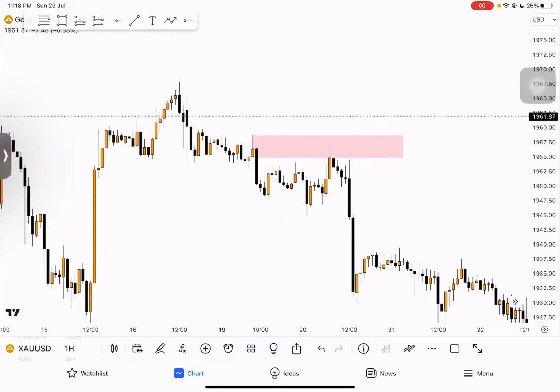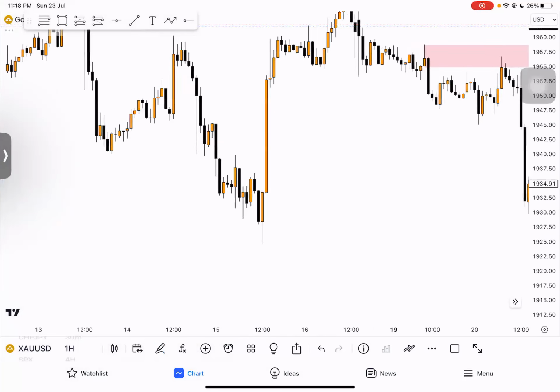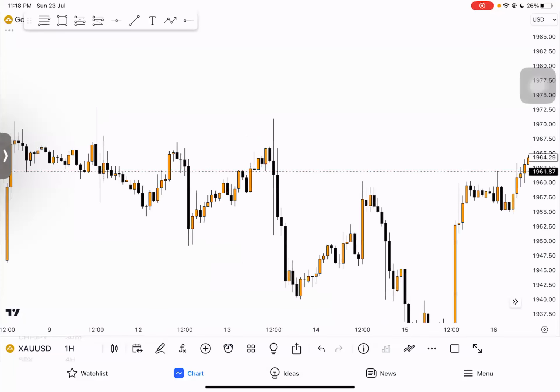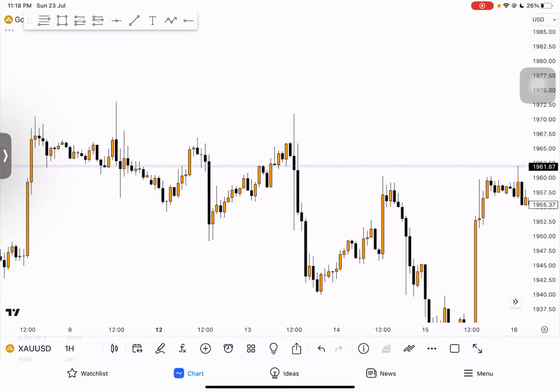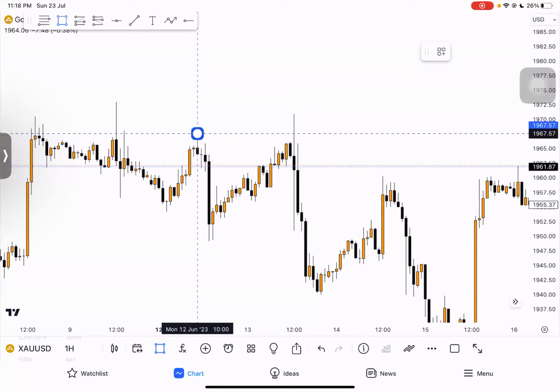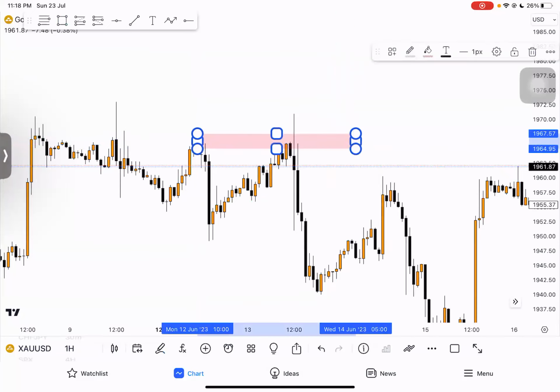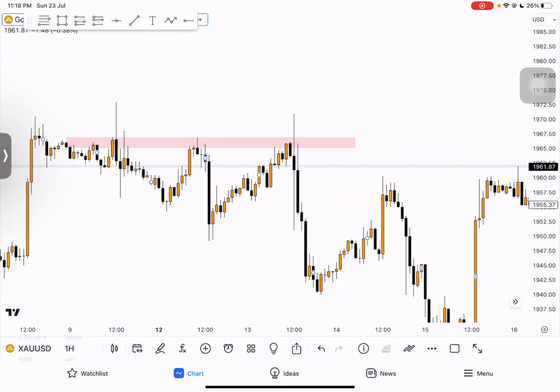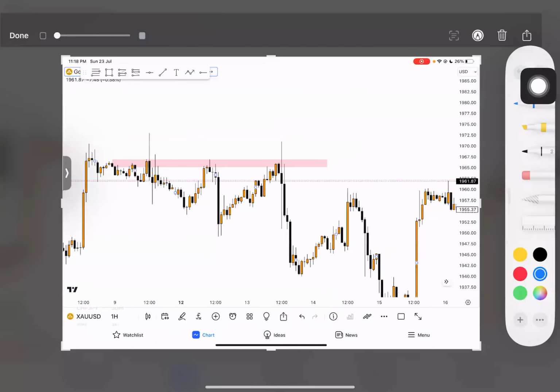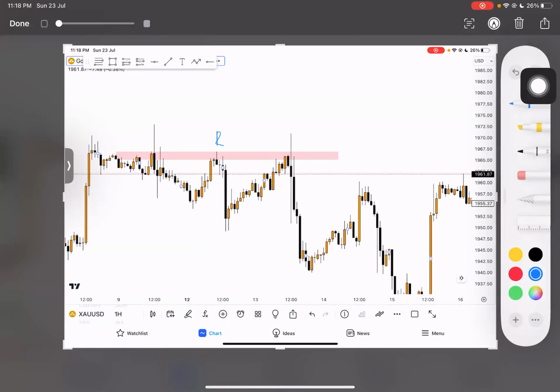Okay, let me find the examples for you. Okay, this one can. Okay, this is the resistance. Okay, this is the new resistance. They're able to break out the supports. So this resistance invalid. So when you come to the zone, don't instant entry first.